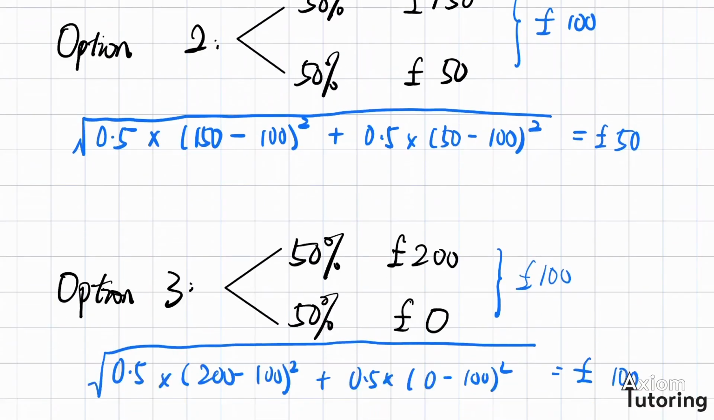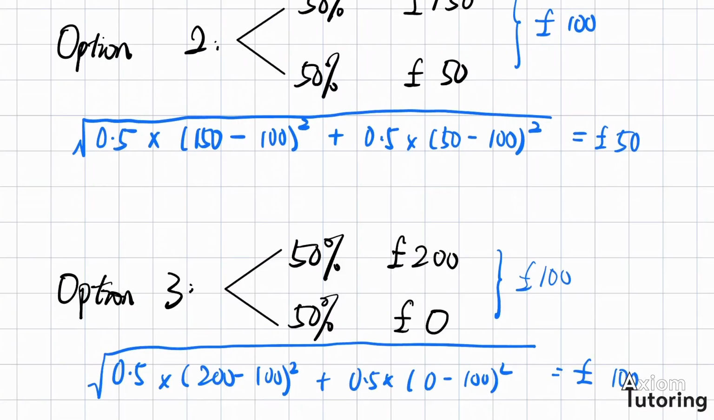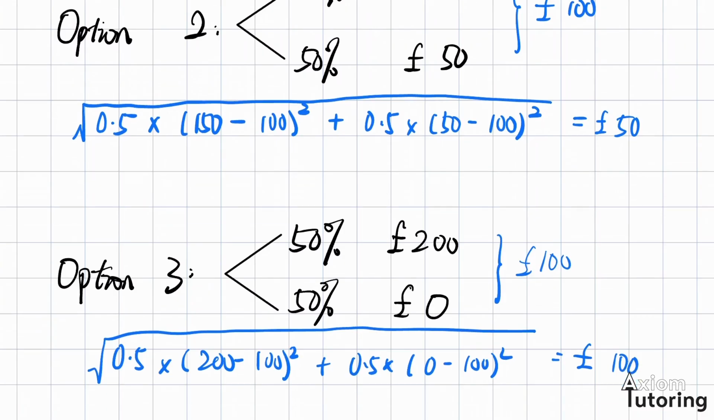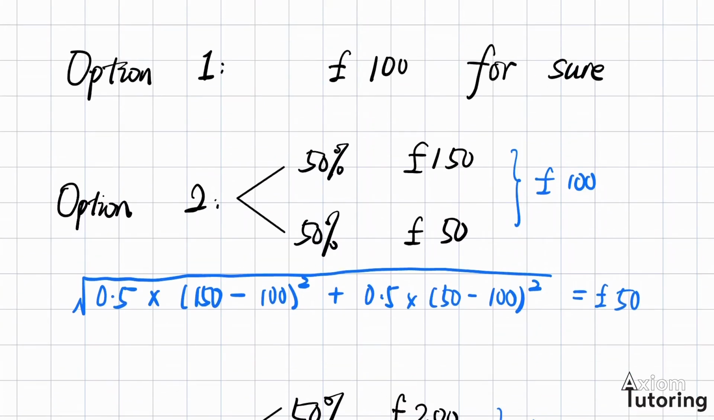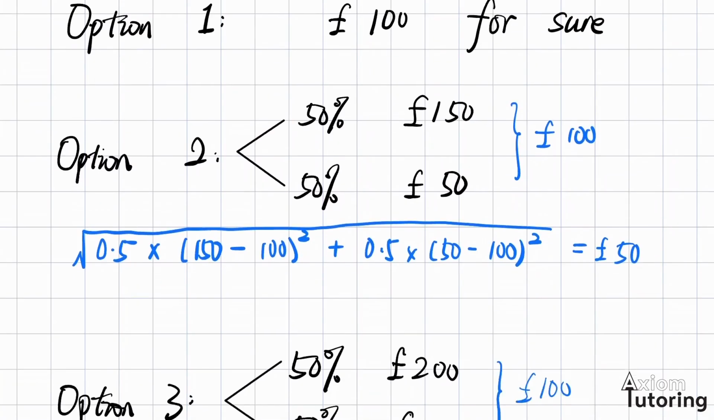If I am really seeking the thrill of the gamble, or I'm really betting on the upside, I might choose option 3. If I'm choosing option 3, I'm gambling, hoping to get the £200 because it provides me with the best outcome, although on average it's still the same because I have a 50% probability of getting 0 out of it.